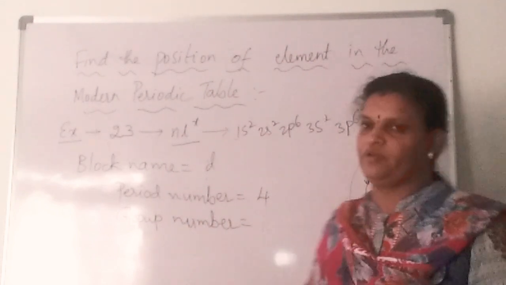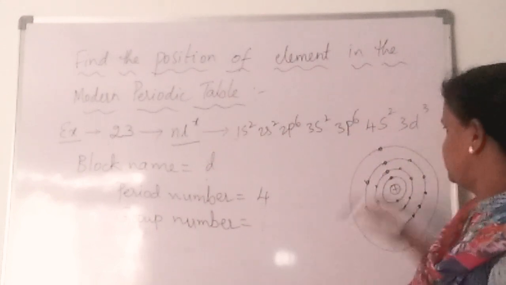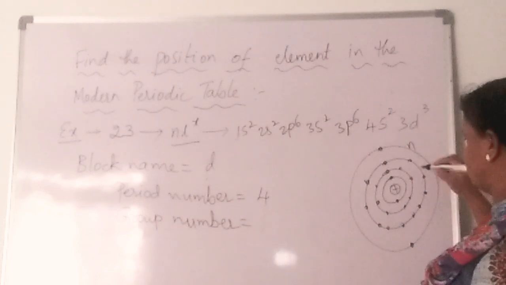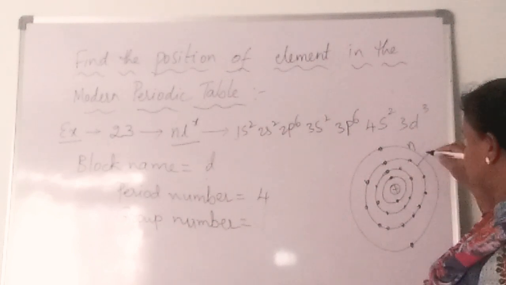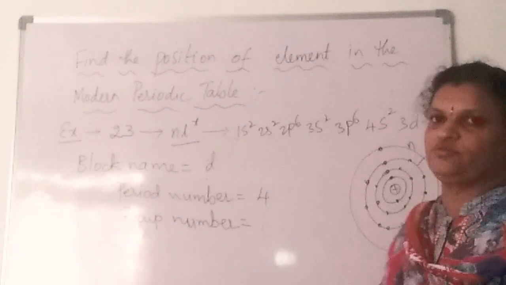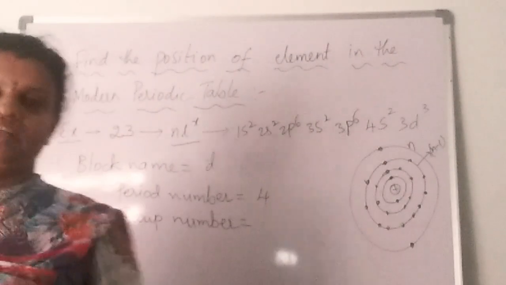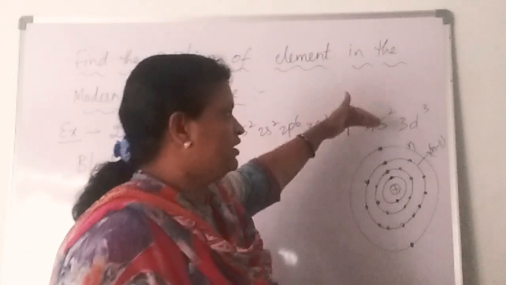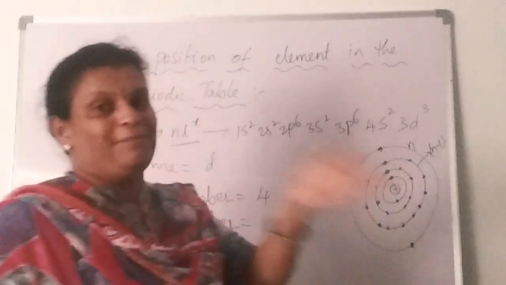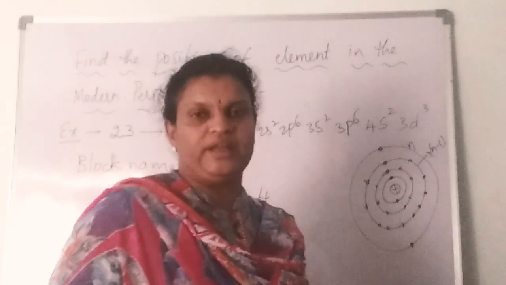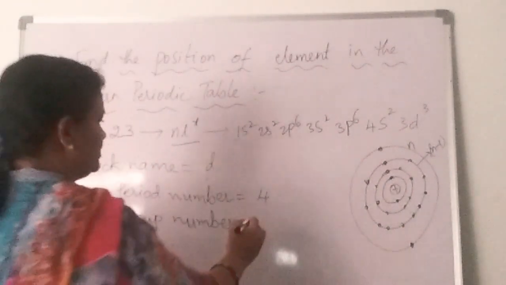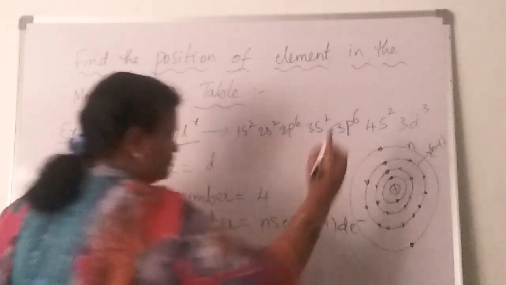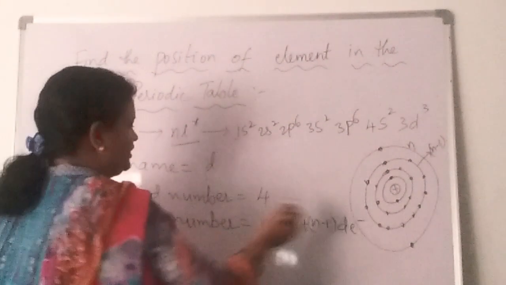Next, coming to group number. How do we have to write the group number? Now here you see, the last shell we can give the number as n. The nth shell is nothing but the 4th shell in this case. Now this becomes the n minus 1th shell. N minus 1 is the penultimate shell. The last shell is known as the ultimate shell, and the shell before that is known as the penultimate shell. So in the ultimate shell, count the number of electrons present in the s orbital, and in the penultimate shell, the number of electrons in the d orbital. Both of those we have to count. That means ns electrons plus n minus 1 d electrons.